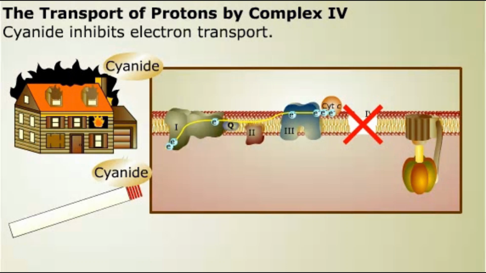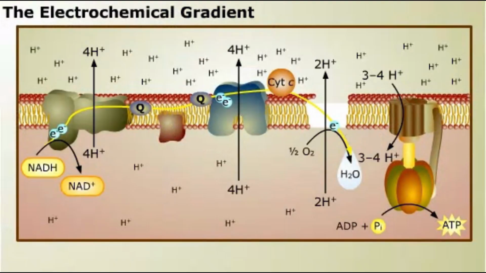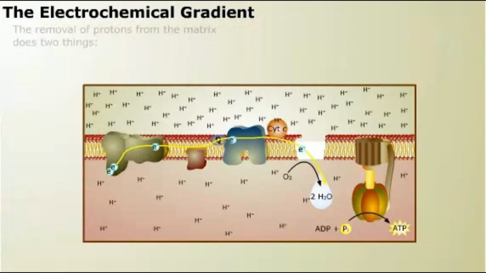Cellular respiration depends on the flow of electrons to molecular oxygen. In the absence of such inhibitors, the flow of electrons is coupled to the transport of protons out of the matrix. The removal of protons from the mitochondrial matrix does two things.